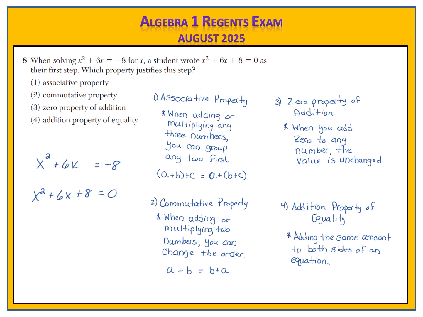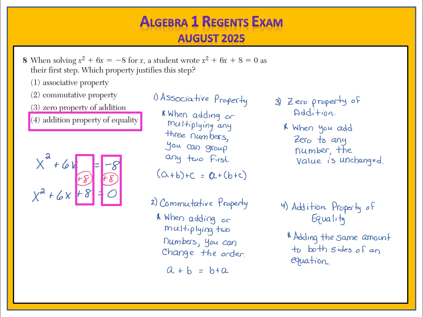Take the 2 steps given to us and write them one above the other. Look to see what has changed. The change from the first to the second step is in the pink box. What has happened? Well, the student added 8 to both sides. The addition property of equality. Choice 4.